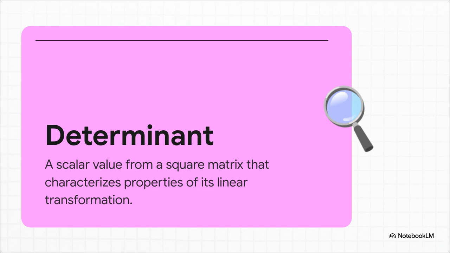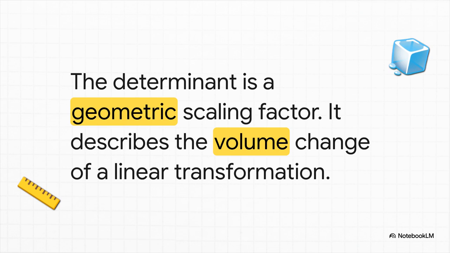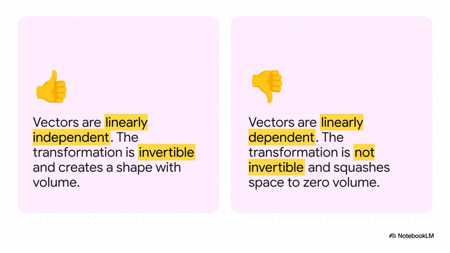But here's the trick. Don't think of that matrix as just a boring table of numbers. Think of it as a set of instructions for a geometric transformation, and the determinant is the key to understanding what that transformation actually does. So imagine our matrix tells space how to stretch or squish or rotate. The determinant tells us exactly by how much. It's a scaling factor. So a determinant of 2 means all the areas in your 2D space just doubled. A determinant of 0.5 means they all got cut in half.